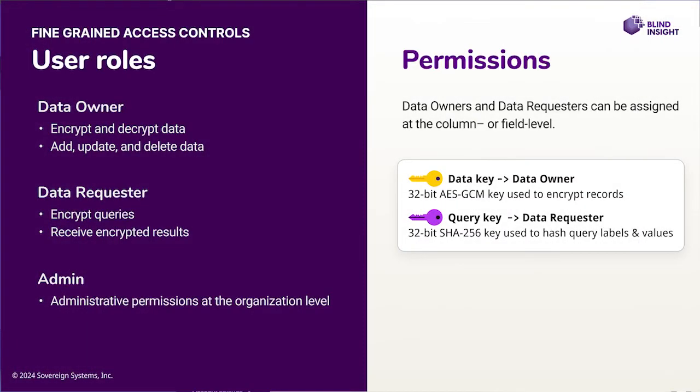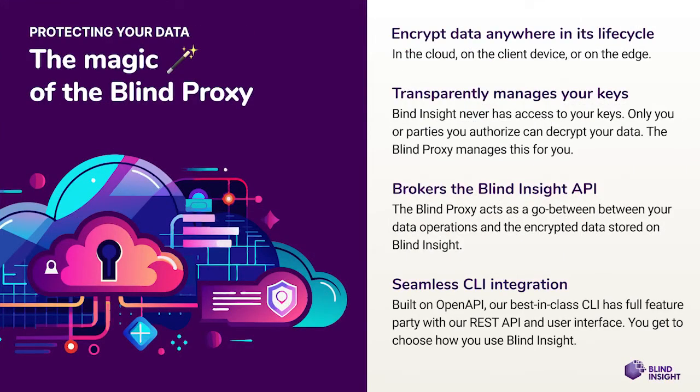The two primary roles in Blind Insight are data owners and data requesters. The data owner has full access to data that's uploaded to the platform, with the ability to encrypt, decrypt, and perform encrypted searches using a keyring that is maintained by the Blind Proxy application, which is the go-between between your data and the Blind Insight service.